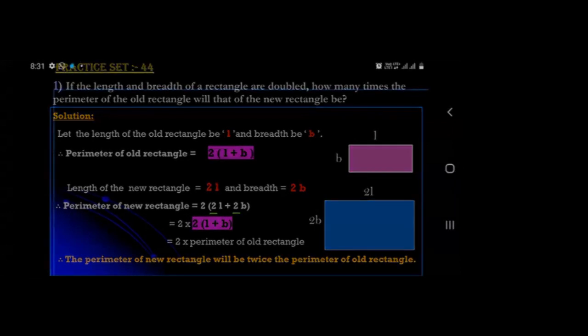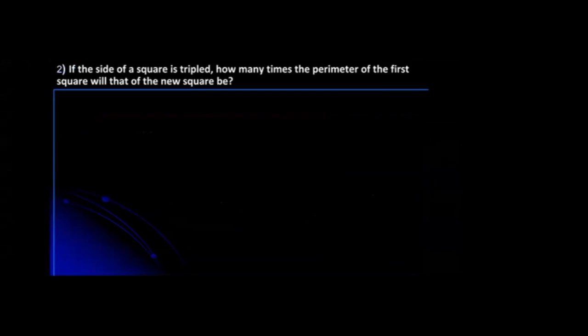Let's see the second sum. If the side of a square is tripled. Just now we have seen the sum of double. Double means 2 times. Triple means thrice, 3 times. If the side of a square is tripled, how many times the perimeter of the first square will that of the new square be?